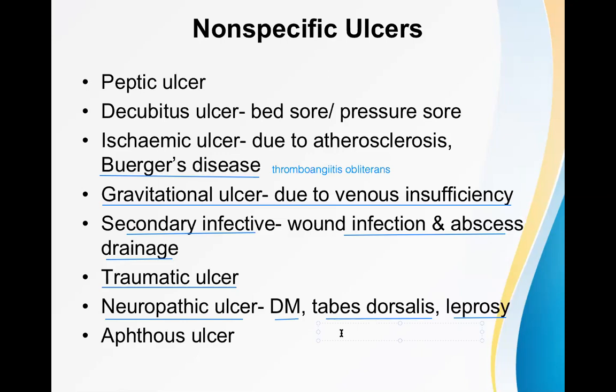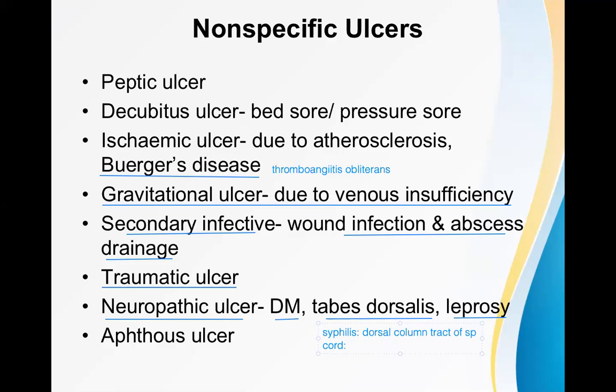Tabes dorsalis is a complication of syphilis. It's a complication of neurosyphilis. That's the first thing. And in tabes dorsalis, especially the neurons present in the dorsal column tract of the spinal cord are damaged. After these fibers are damaged, all the functions carried by this tract or these nerve fibers are lost now. So to be very precise, there will be loss of sense of vibration.